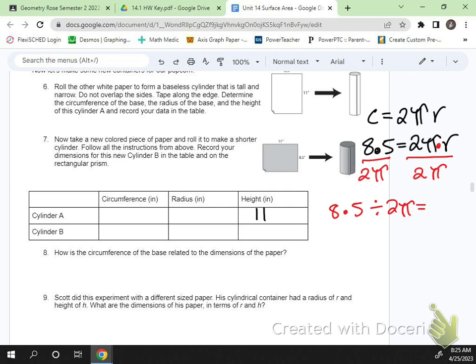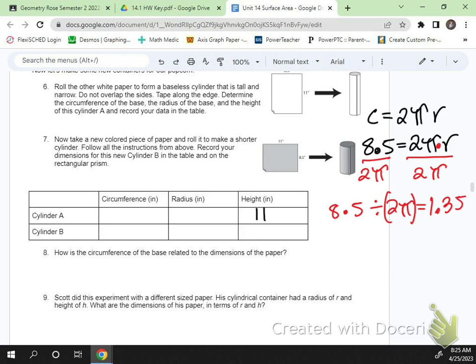13? That seems a little high. 8.5 divided by 2 pi. It's going to be a smaller decimal. It's going to be a smaller number. 8.5 divided by 2 pi. What's happening? Hold on. I think it's because of the PEMDAS. 2 pi. That's better. Yeah, we got to put parentheses. I got 1.35. Our radius is 1.35.